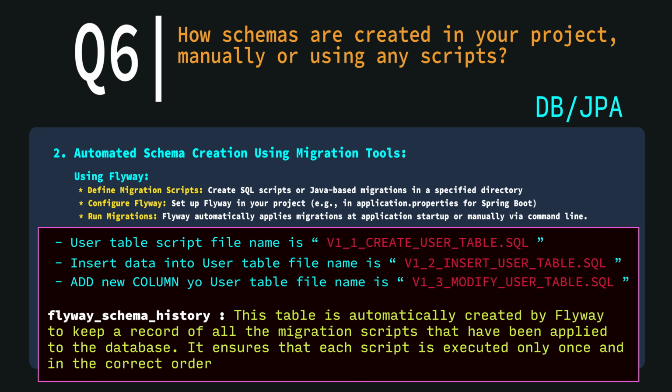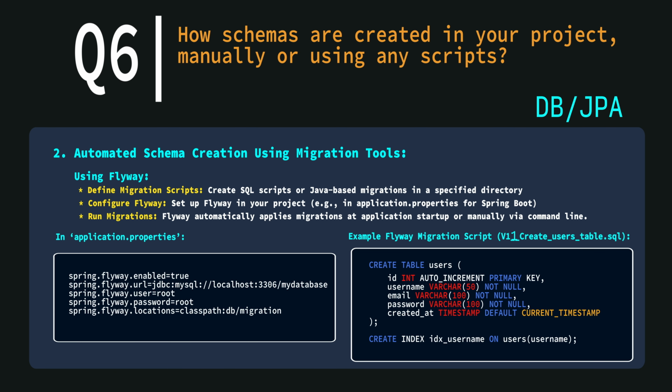So in a Spring application, whenever we enable Flyway, it will automatically create the Flyway schema history table, and it ensures that each script is executed only once and in the correct order. This is a very important note if you are using Flyway, so please make a note of this. Then you can just see how we can configure Flyway in Spring. So that is all about the automatic scripting through Flyway.